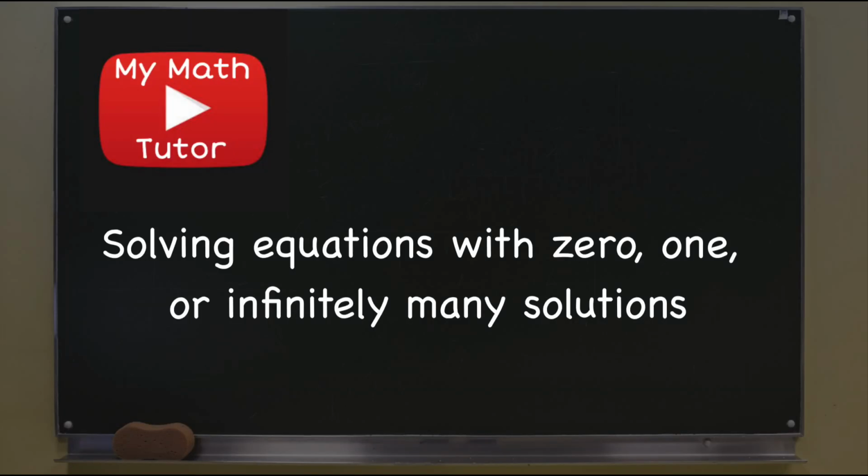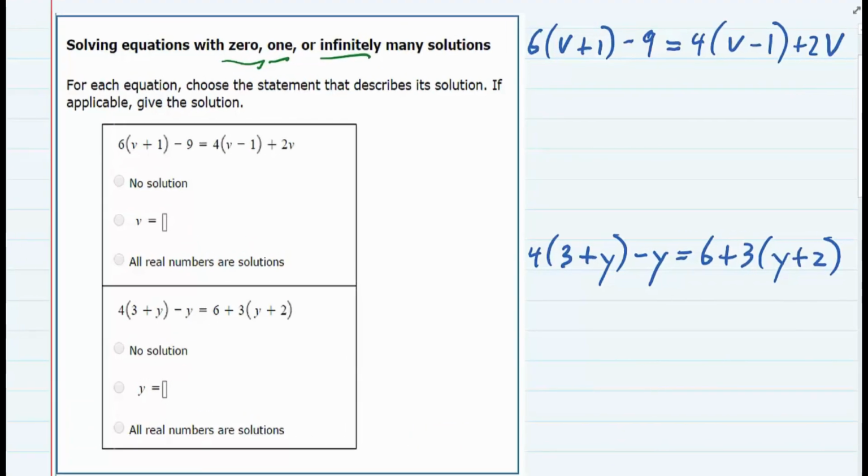In this video, I'll be helping you with the ALEKS problem type called solving equations with 0, 1, or infinitely many solutions. So we have a couple of different possibilities. First of all, if we just have one solution, it's going to look like this. We will have the variable equals some number. So I'm just going to put v equals some number. It's a normal sort of solution, what you would expect when you solve an equation.